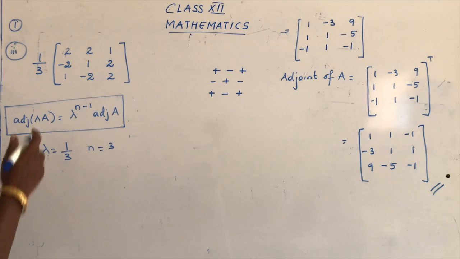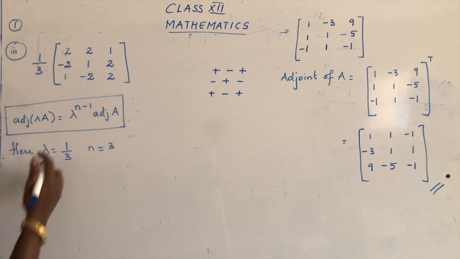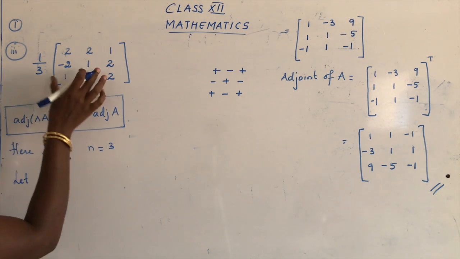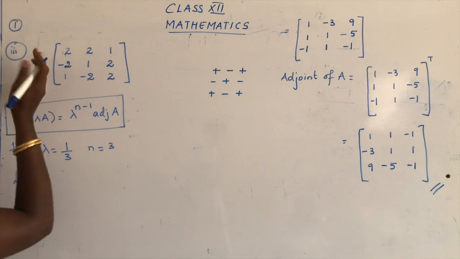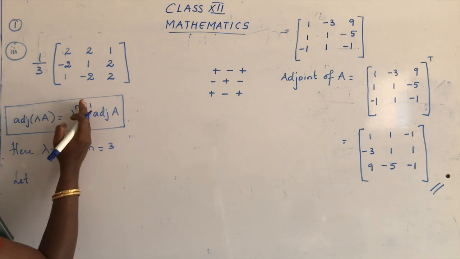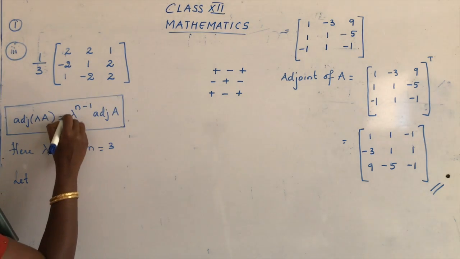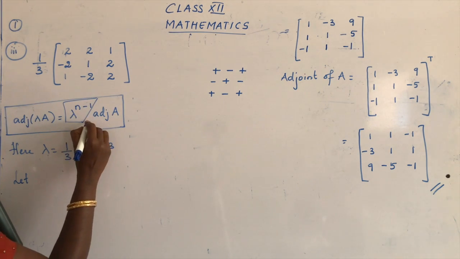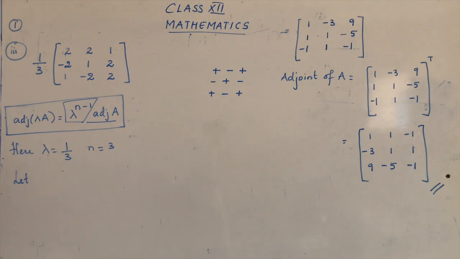Okay. Now let's take our matrix A. I'm just going to focus on this particular part because I have told you that this is our lambda part. So just focus on the second half of the formula. It is lambda raised to n minus 1. We can find the answer. Yes. So what we are going to do now is find the adjoint.